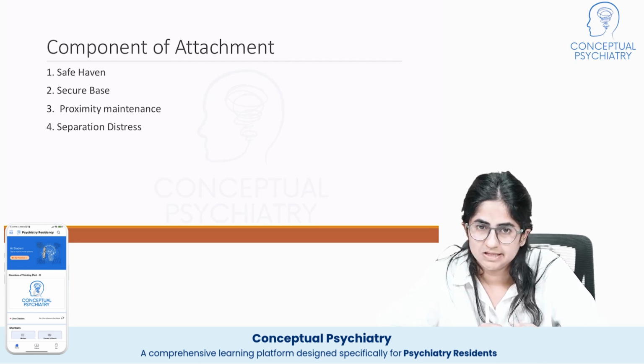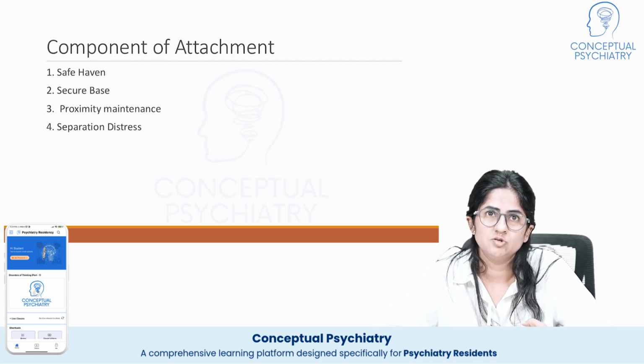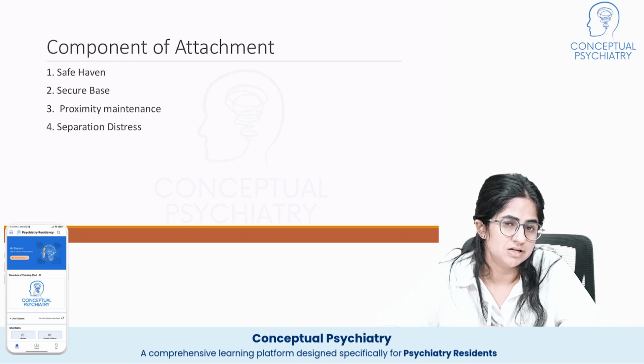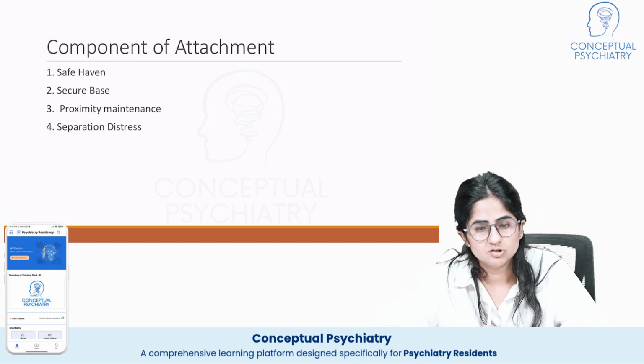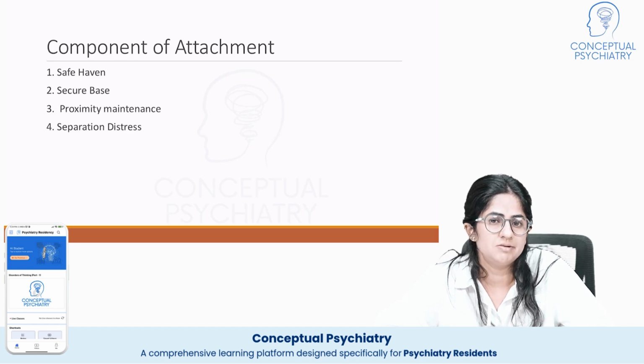The third point is that of proximity maintenance. Proximity maintenance means not just physical proximity maintenance, like how we spoke about responsiveness there. It is also emotional proximity maintenance as well.